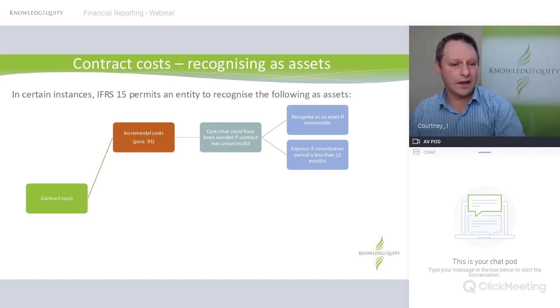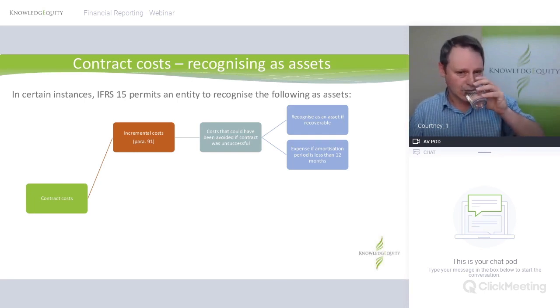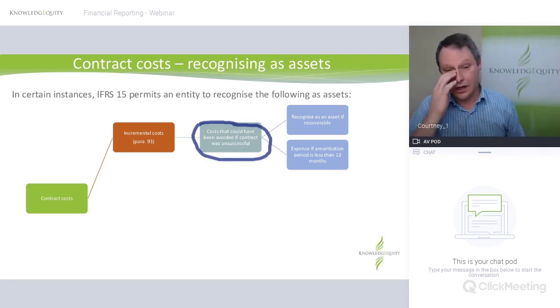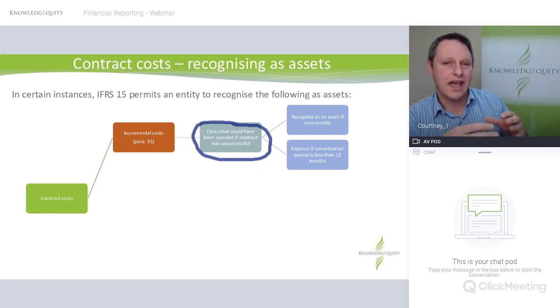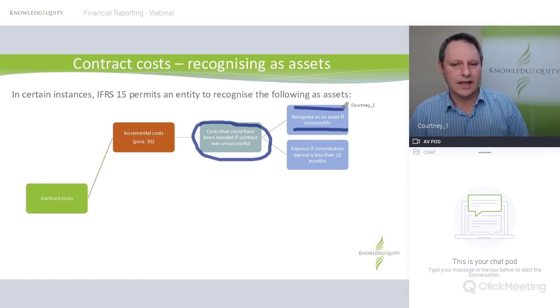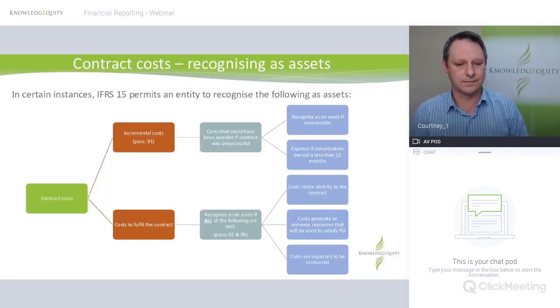So are they incremental costs? And the case facts will always tell you if these costs could have been avoided. So, for example, if there's a commission cost and it is guaranteed to be paid if you win the contract, but it wouldn't have been paid if the contract was not won, then we can determine if it's going to be accepted or not. So can it be recovered? If it can, then that's what we do. And if not, we can expense it if the amortization period is less than 12 months.